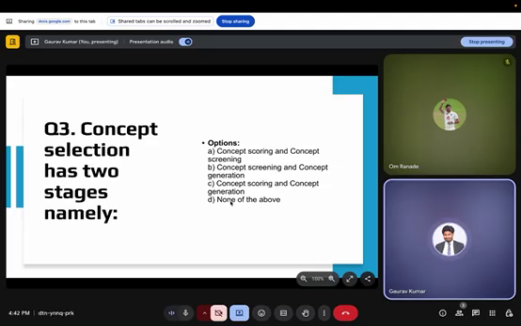Options B and C incorrectly combine the selection stage with concept generation, which is part of the creative ideation process rather than evaluation. Option D, none of the above, disregards the established two-tier model of concept selection found in design methodology literature such as Ulrich and Eppinger's framework. These two-stage structures ensure both efficiency and accuracy in decision making.